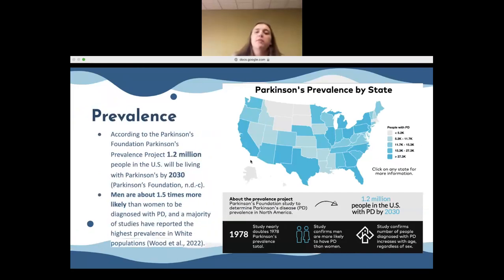So the prevalence for Parkinson's, as you can see in the image, is that 1.2 million people in the US will be living with Parkinson's by 2030. And based on the image, certain states are more prevalent to have individuals with Parkinson's. And men are about 1.5 times more likely than women to be diagnosed with Parkinson's disease, as well as a majority of the studies have reported that there's the highest prevalence in white populations.